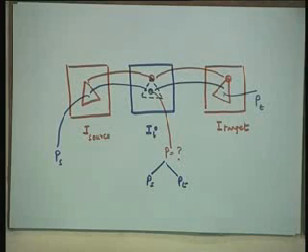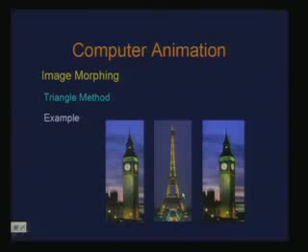Okay, so now if you look at the results, this is again source, this is destination, and you see that the eyes and nose sort of correspond. Right. So let me give you an example here. So this is the tower in London, this is your Eiffel Tower. So you want to make a morphing between these two towers.